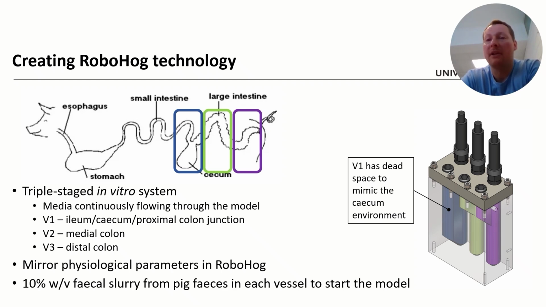But to do that, we need a complex microbiome to start off with. So we use pig fecal matter, and we make a fecal slurry, a 10% weight per volume fecal slurry from this fecal matter, and we insert it into the H vessel to start the model, after we filtered, of course, because we don't want any blockages coming through. And this really allows us to establish the microbiome in these models.